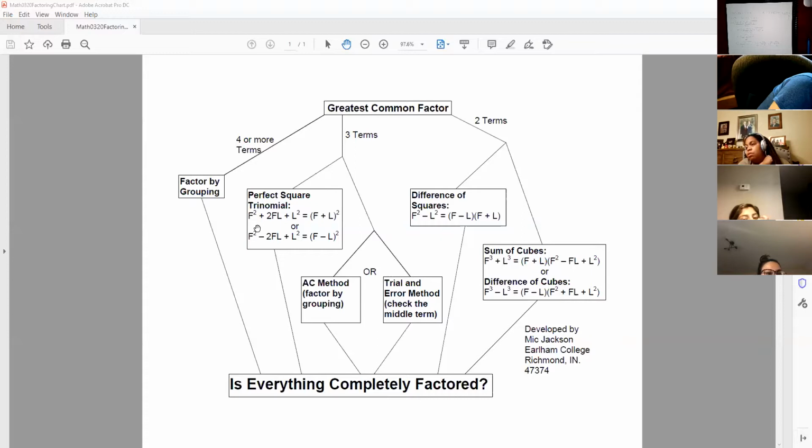Perfect square: you'll use this if you notice that the first term is a square and the last term is a square. Then you can probably jump to one of these formulas. Although if you don't notice that and you attempt AC, it's still going to work out, and it's not going to be a huge deal. You just end up getting two of the same pieces. Then at the very end, you check: can I go any further? If not, then that's it.